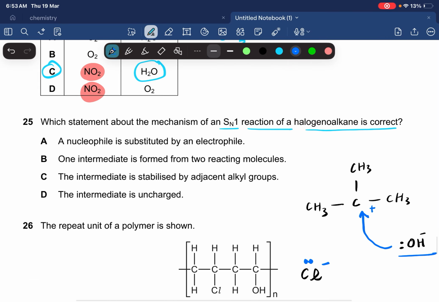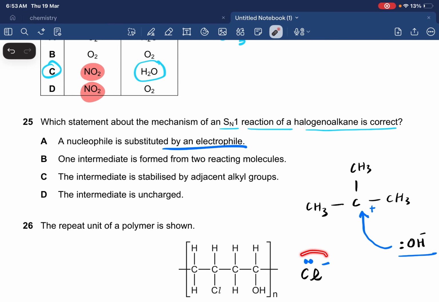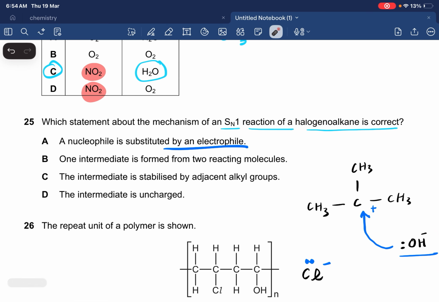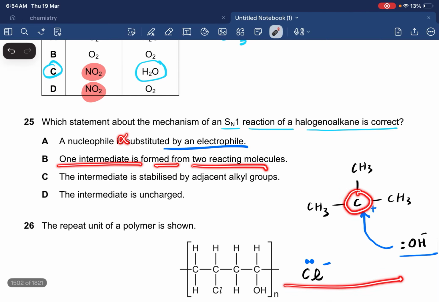So let's see what the statements say. A nucleophile is substituted by an electrophile. No, a nucleophile is substituted by a nucleophile, because chlorine was a nucleophile and OH negative is a nucleophile. Both are nucleus-loving species because both have lone pairs. So one nucleophile was here and now it's replaced by another nucleophile. So cross. One intermediate is formed from two reacting molecules. Are there any two reacting molecules from which one intermediate is formed? No. The intermediate, this carbocation, is formed when a heterolytic bond fission takes place. So I don't think it's correct.